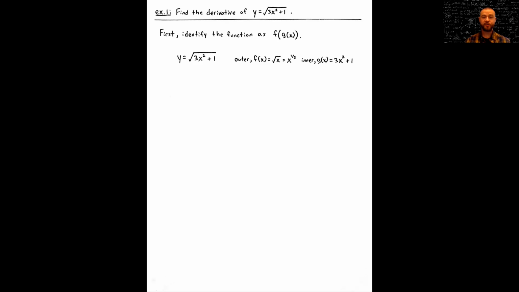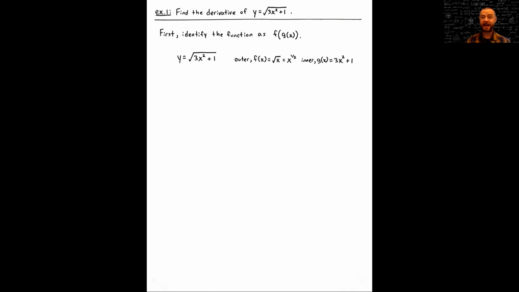All right, so for that function, we're going to say the outer function is x to the 1/2 power, square root of x. And the inner function is 3x squared plus 1. All right, what we're doing here is splitting the original problem into simpler pieces. We're viewing the pieces as coming from a composite function, f of g of x. That's the only difference with divide and conquer here.